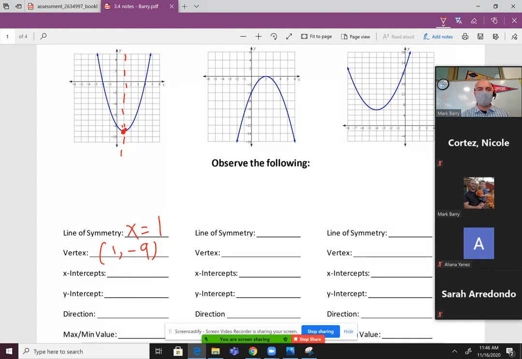Next up, x-intercepts. X-intercepts are where the graph hits the x-axis. On this one, I can see very clearly. Sometimes it's not as clear, but on this one it is. I have 2 x-intercepts, which is pretty common with parabolas. I'm going to say we have x-intercepts at -2 and +4. Those are the 2 spots where the graph hits the x-axis.